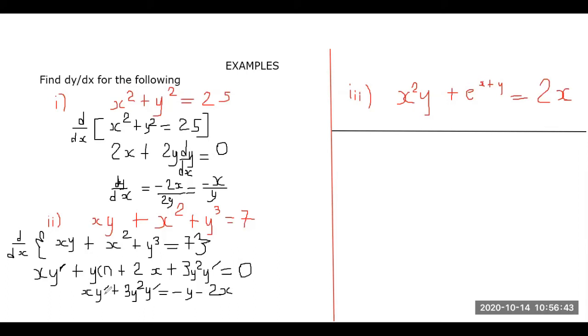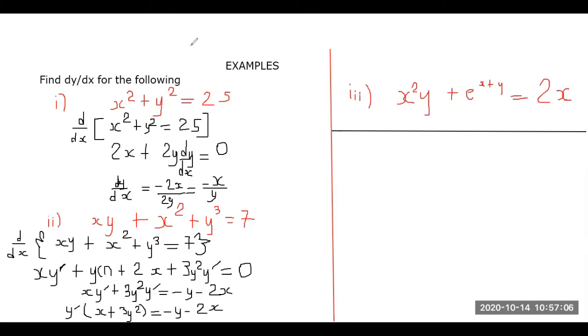So now right here, we can factorize out y prime. So we can factorize out y prime, and we're left back with x plus 3y squared. So y prime times x plus 3y squared is equal to negative y minus 2x.